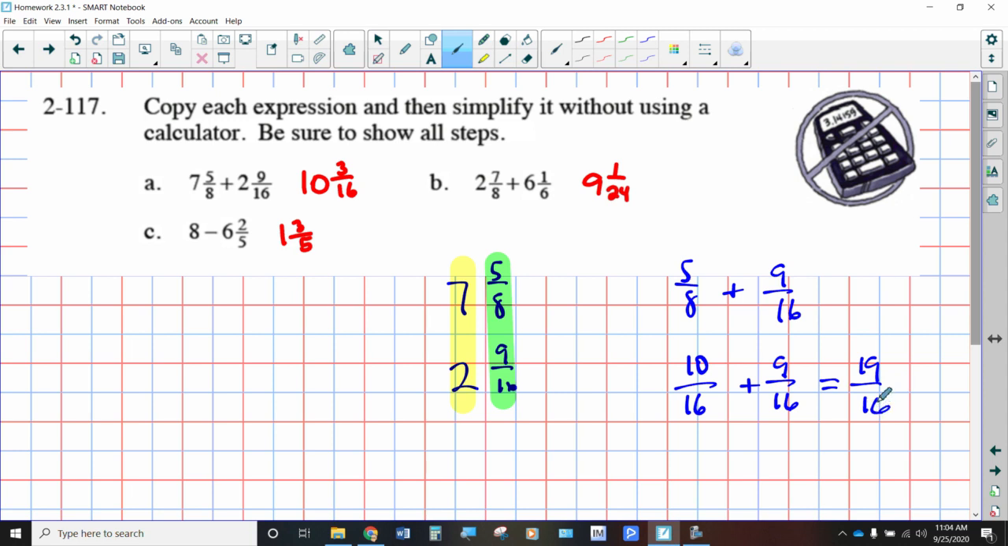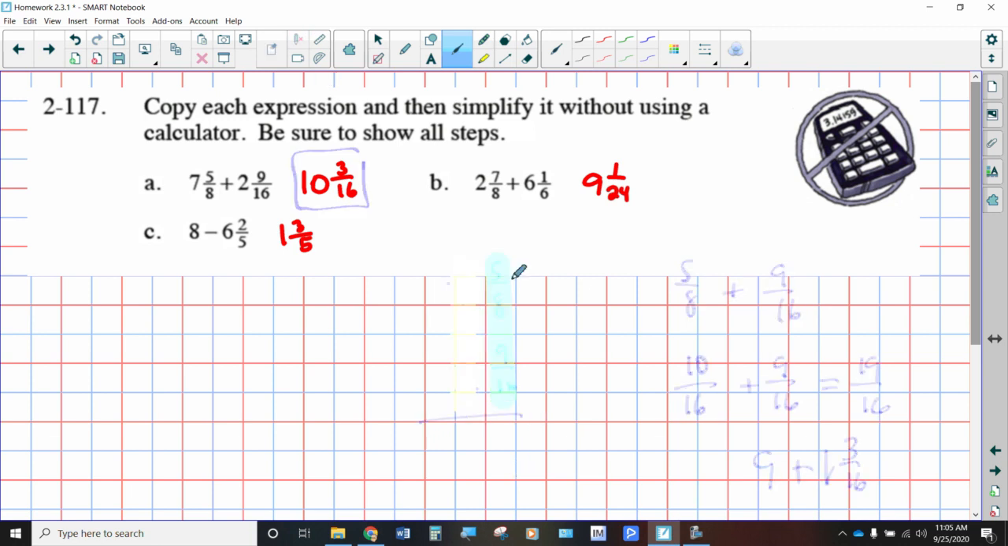But I do not want to see an answer that says 9 and 19/16. You're not allowed to write a mixed number with a whole number and an improper fraction. You can't do that. So we're going to have to change this. So 19 over 16 becomes 1 and 3/16. Now let's add that to the 7 plus 2, which is 9, and that's how you get 10 and 3/16 for your answer. Okay? So whenever you're adding, it's a lot easier with the adding than subtracting.